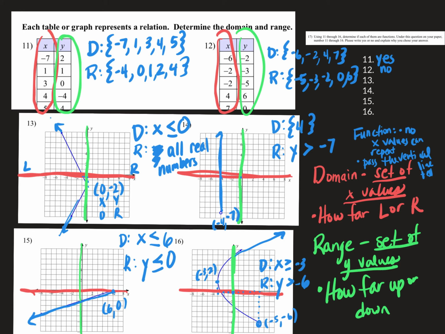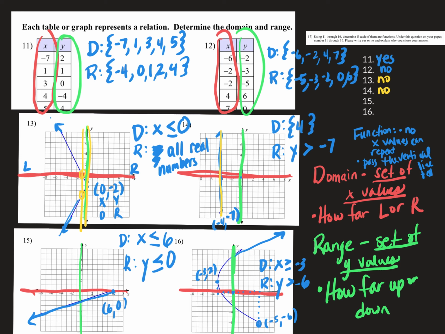I'm going to switch to yellow. So if I drew vertical lines, here I would be good because it only goes through that point. But look here, it fails the vertical line test. So no, that's not a function. Number 14. Number 14 is a vertical line. So it fails the vertical line test. No, it is not a function.